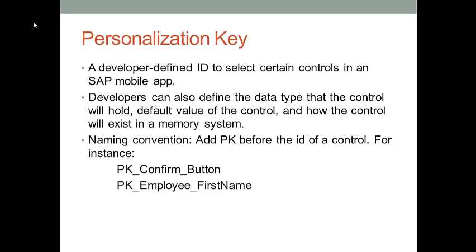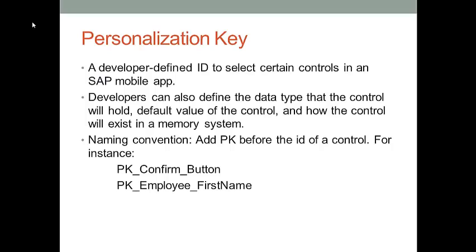When we create the name for the personalization key, we usually follow a naming convention. We want to add uppercase PK before the ID of the control. For instance, PK_confirm_button, where we use underscores to connect PK with confirm and button. PK_employee_first_name could be a text box where we input or view the employee's first name.